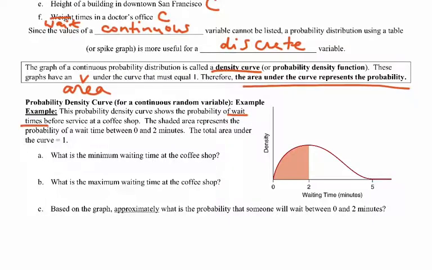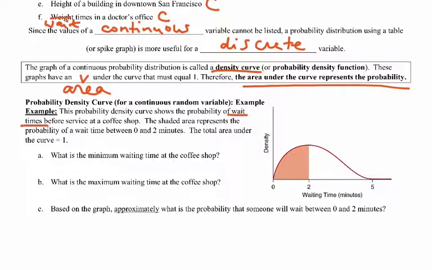The shaded area below represents the probability of wait times between 0 and 2 minutes. So they're talking about this pink area right in here. The total area under the curve is 1. Now, even if they didn't tell you that, you should know the total area under the entire curve has to represent all of the possible areas we could have for that distribution. So it's got to add up to 100%. So the area under the curve, the entire area, has to add up to 100%.